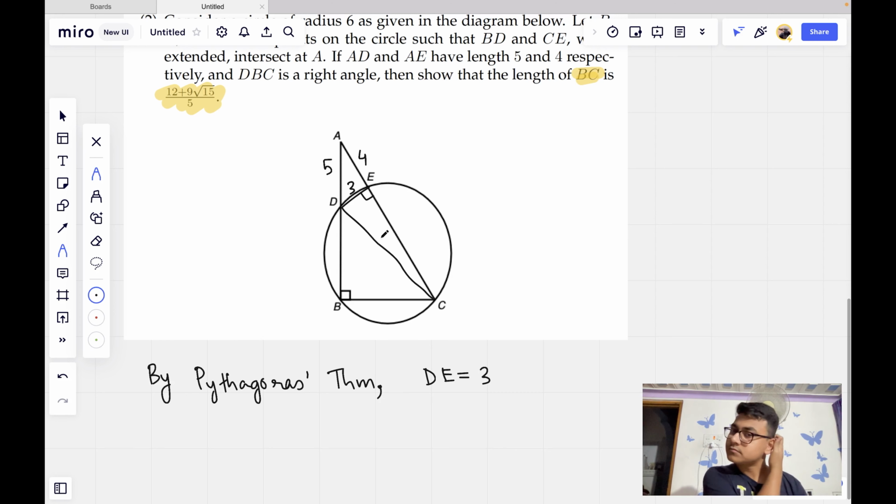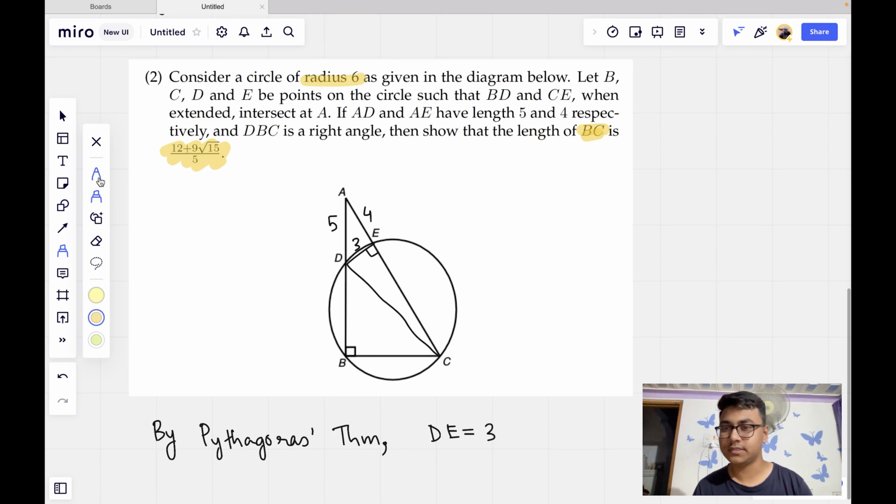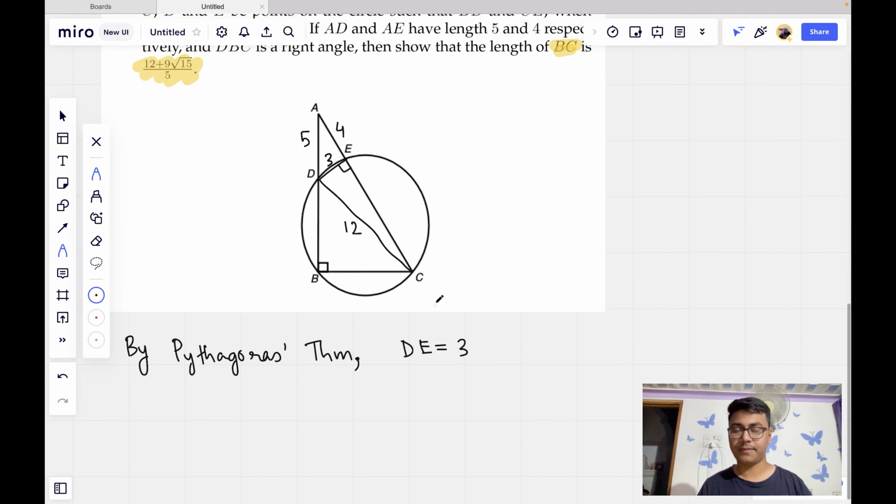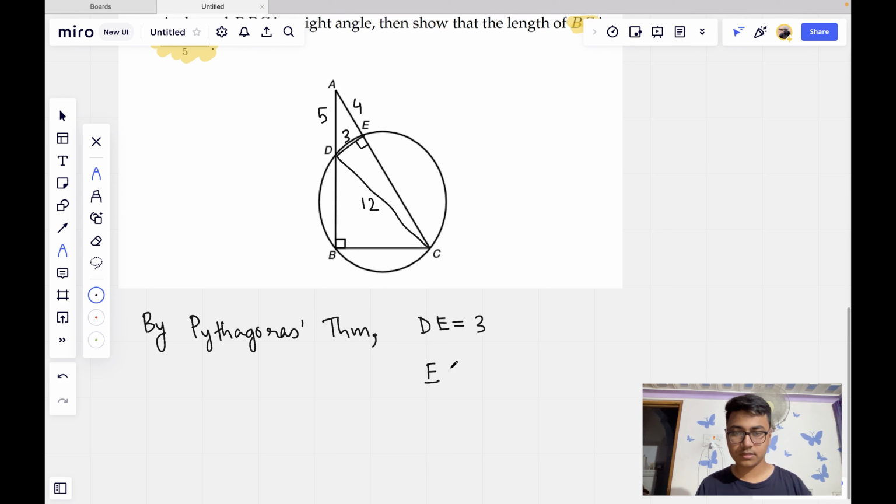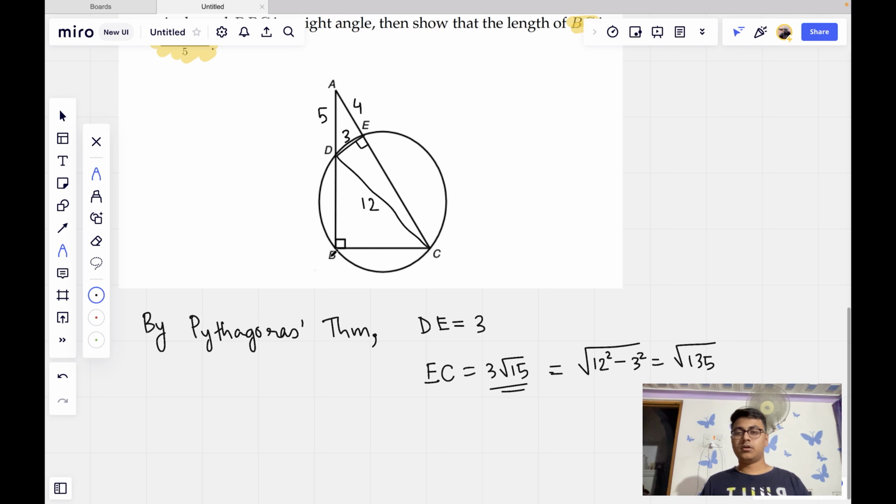And okay, we were given the radius of this circle to be equal to 6. The radius is equal to 6. So DC, being the diameter, is of length 2 times 6, that is 12. Again, DEC is a right angle triangle. So we apply the Pythagoras theorem again and get EC equal to 3 root 15. If you calculate, this is just root over 12 squared minus 3 squared. This is 144 minus 9. 144 minus 9 is 135, and this is just this value. Okay, so we have this EC also noted down here.